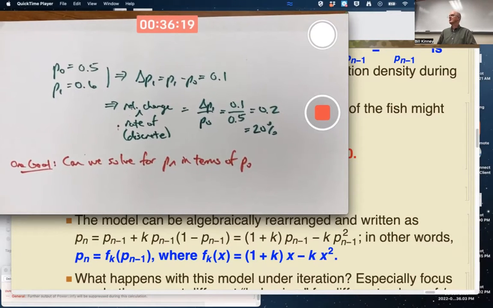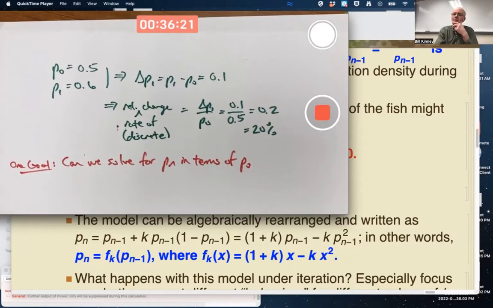That would be solving the difference equation. But we're actually not going to focus on that. In general, that's a hard thing to do, and I think in this example, it's pretty hard to do. Instead, we're going to use iteration.